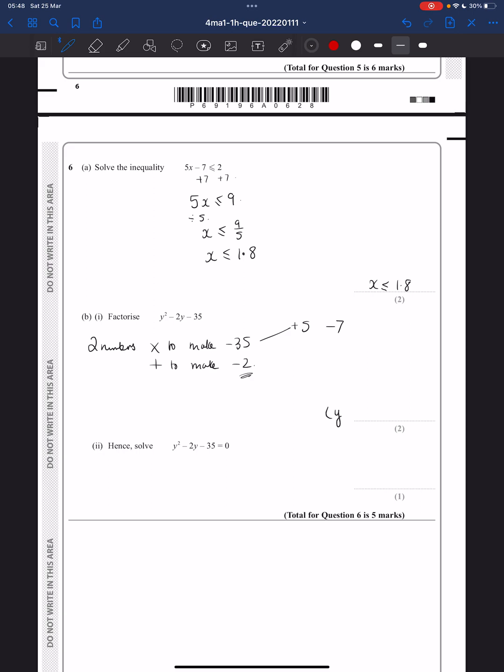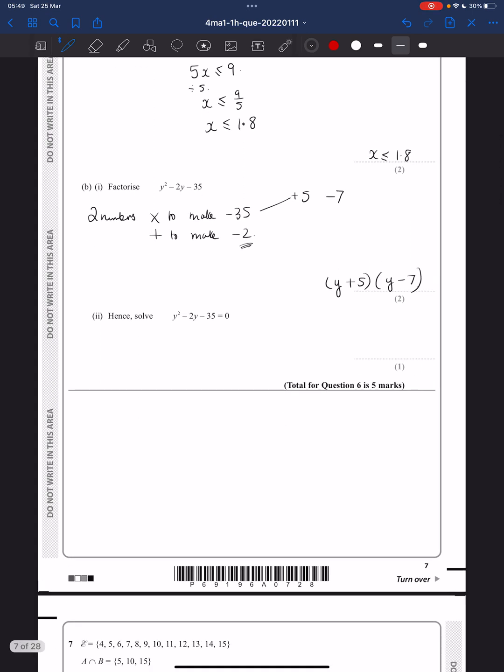So our answer is y plus 5, y minus 7. If you've got y plus 5, y minus 7 is 0, either y plus 5 is 0, so y is minus 5, or y minus 7 is 0, so y is 7.